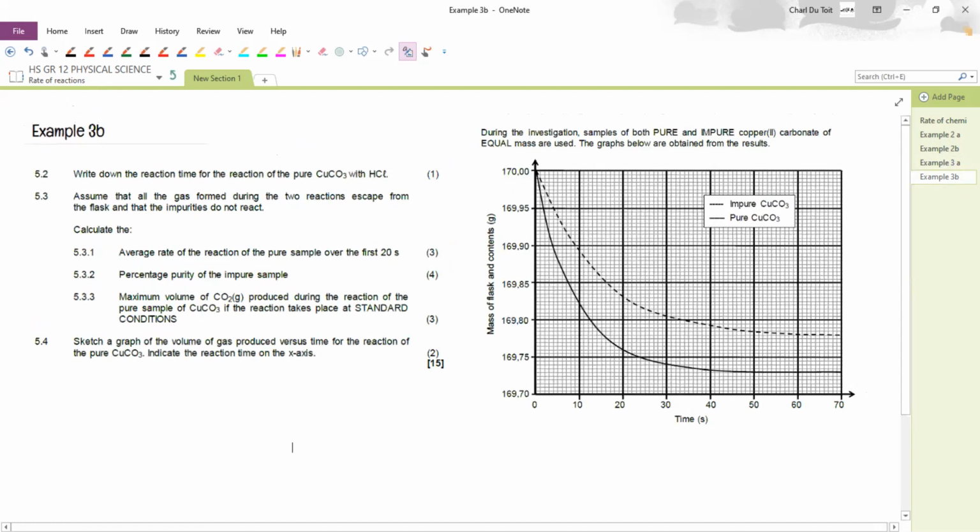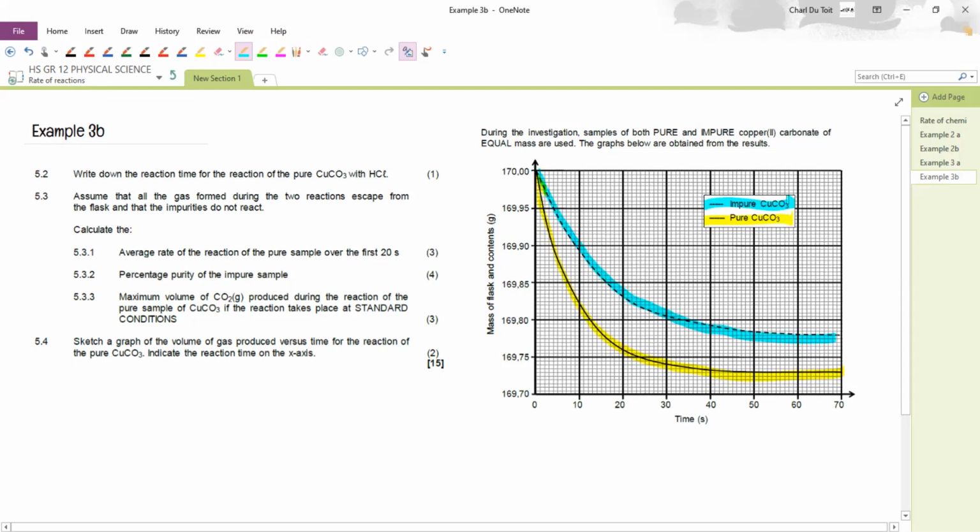Now they give you a graph. Now, there's two experiments here. During the investigation, samples of pure and impure copper carbonate with equal mass are used. Now, they're telling you that the pure one is this yellow graph, and the impure one is this dotted line. I can make it blue. That's impure. Right. It's blue.